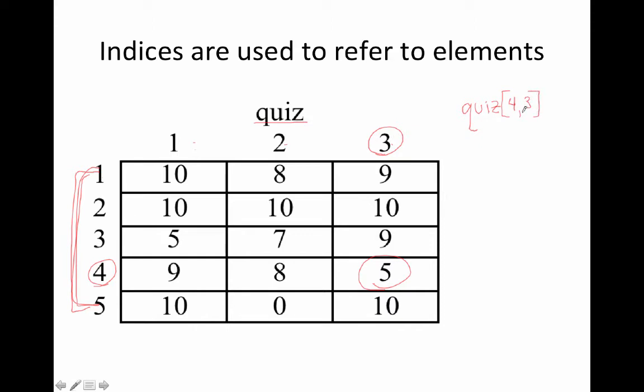So again, if the indices start at 1, then this location is going to be quiz sub 4, the row index first, sub 3, the column index next. So again, we have here the row index and then the column index. So that's how you refer to an individual element in a two-dimensional array.